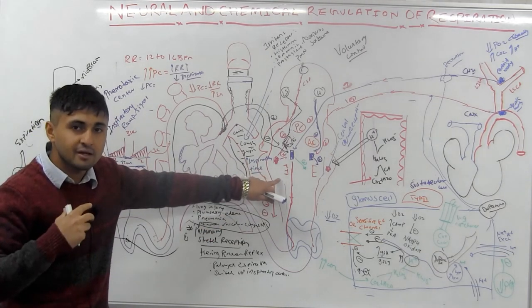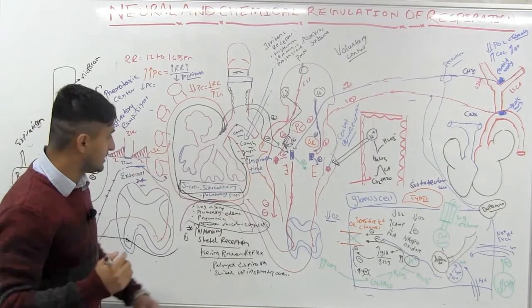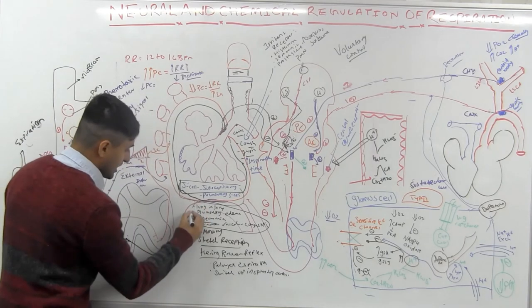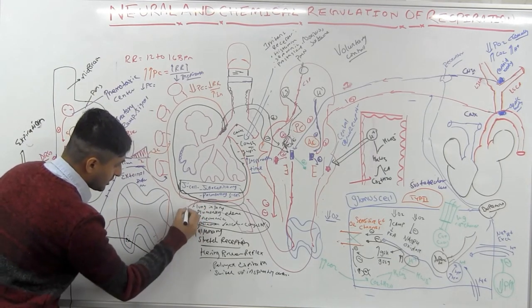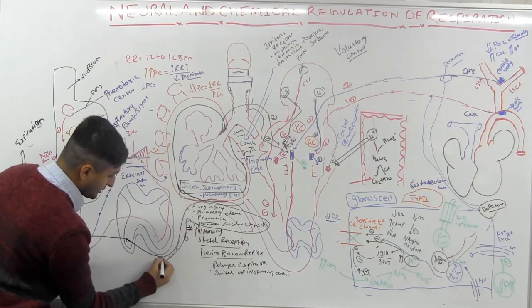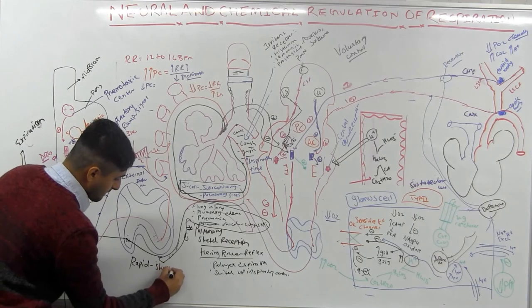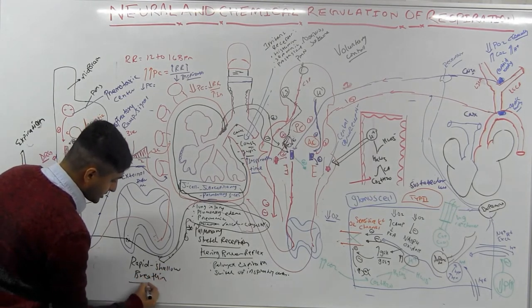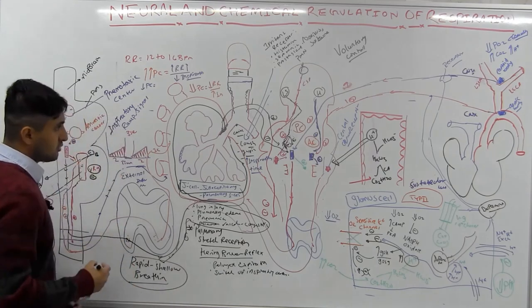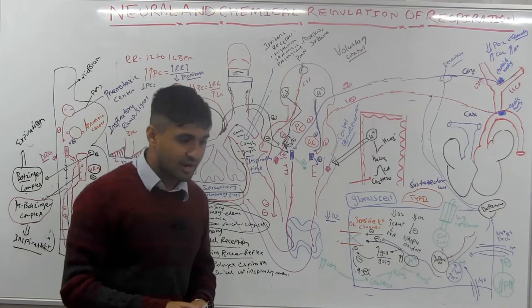And what does it do? It will cause rapid and then shallow breathing. Let me just write down this one right here. It is called rapid and shallow breathing. This is what the juxtacapillary will do. Now, we talked about this. What else? Is there anything we're missing right here?